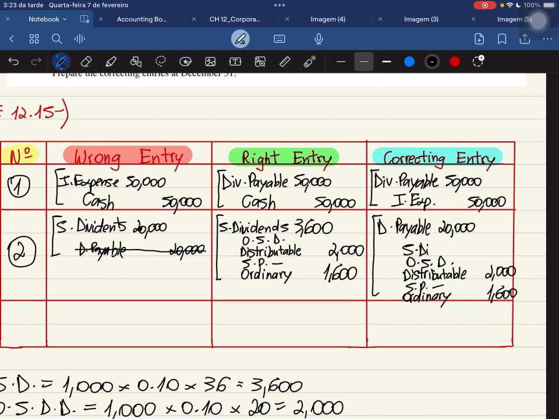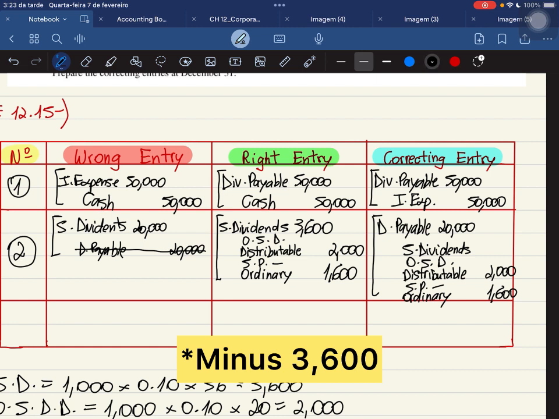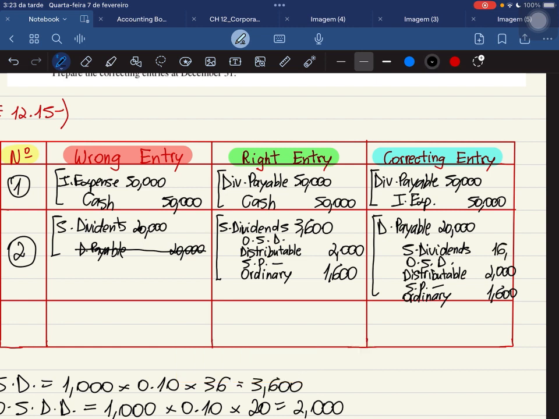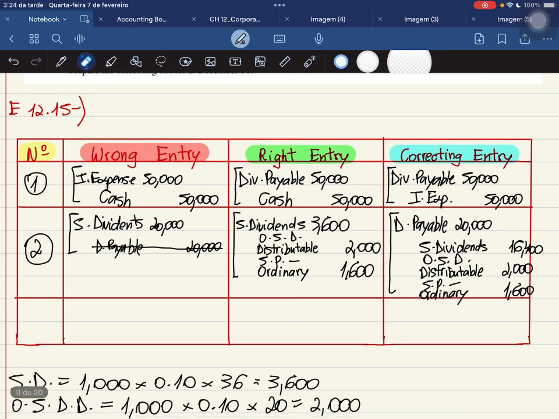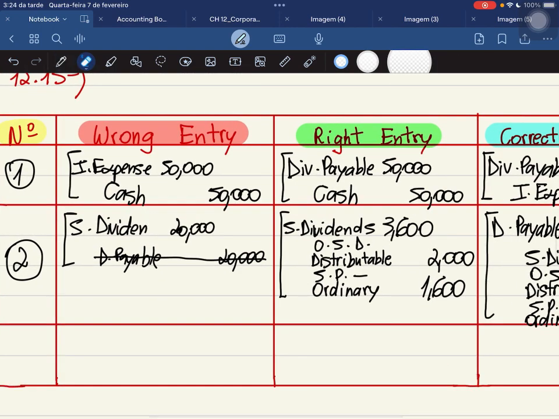So share dividends would be, you can either do 20,000 minus 3,600, and that will give you 16,400, or you can do these two together, and that will be 3,600, so it would still be 20,000 minus 600. Okay, and I just realized that I wrote this with a D, with a T over here.